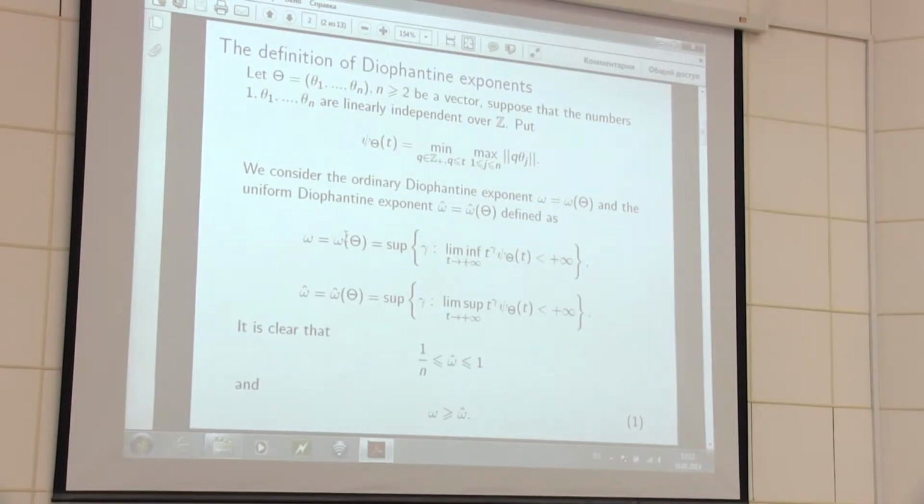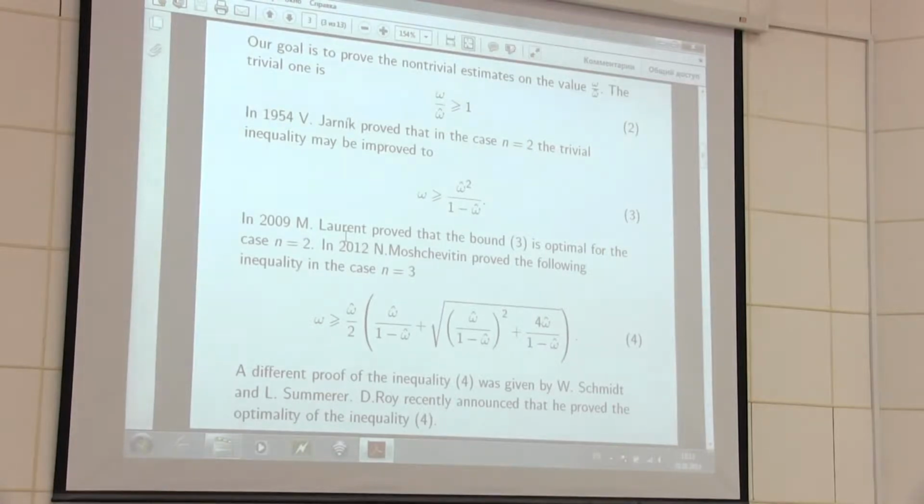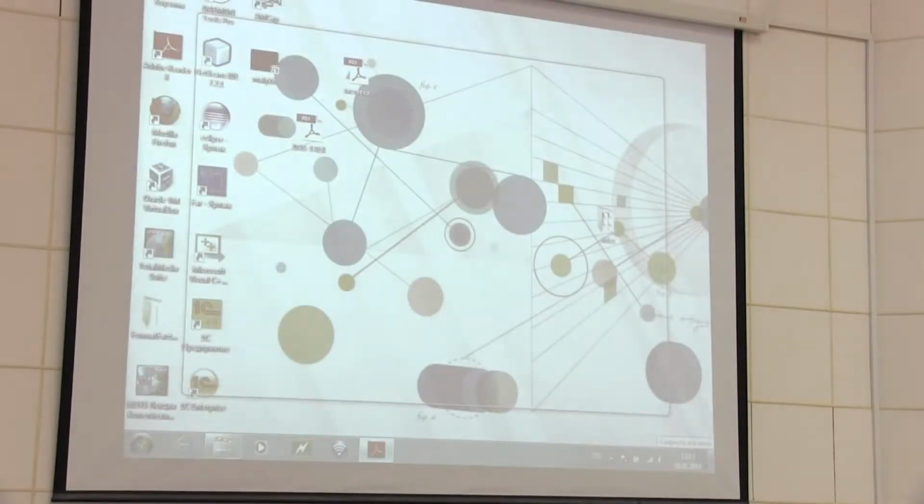Omega is called the ordinary Diophantine exponent, and omega hat is the uniform exponent. It's clear that this inequality for omega hat, the left part holds because of the Dirichlet theorem, the right part is trivial. And we have the trivial inequality between omega and omega hat, the last line of the slide. And our goal is to prove some non-trivial estimates.